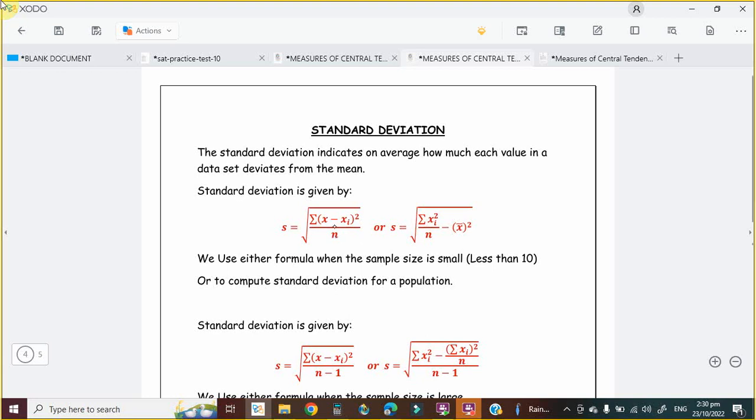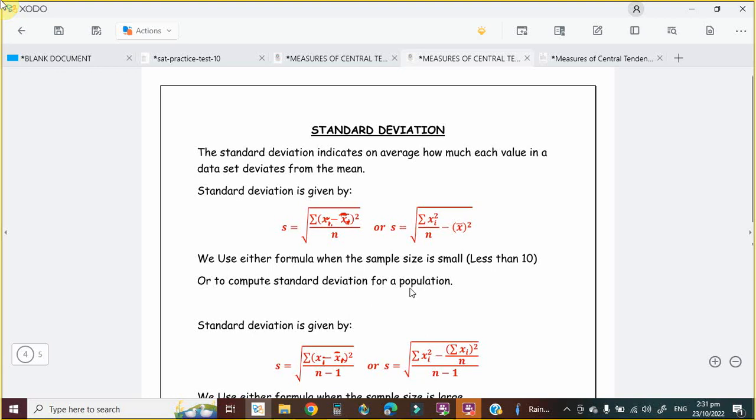Oh, this was bar x, xi minus bar x. Computer, type that, xi minus bar x. We'll fix that. xi minus bar x. So again, the only time you divide by n is when the sample size is small, less than 10, or you're computing the standard deviation on the population.